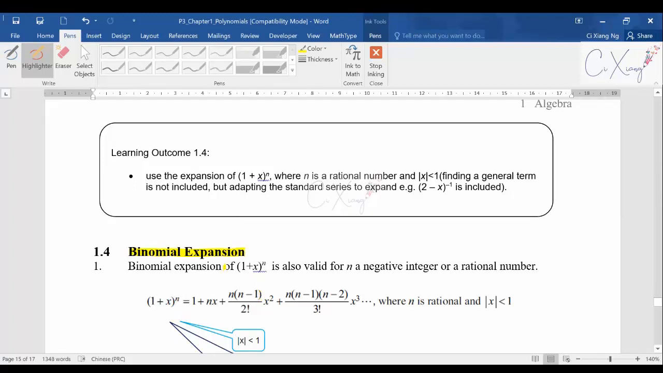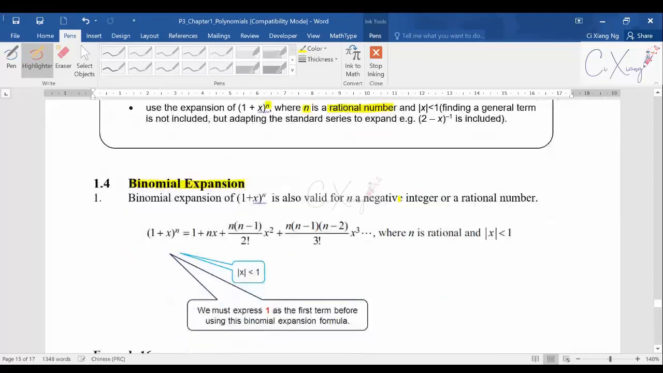For the A2 syllabus, the binomial expansion generally focuses only on a power n which is a rational number and not a positive integer. You need to know how to expand it. The method will be a bit different from what we learned before in AS level. So let's have a look at the binomial here.